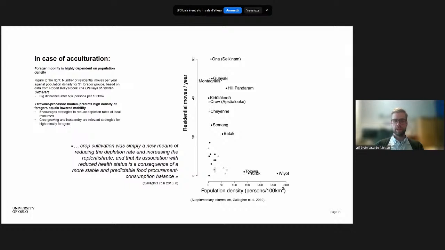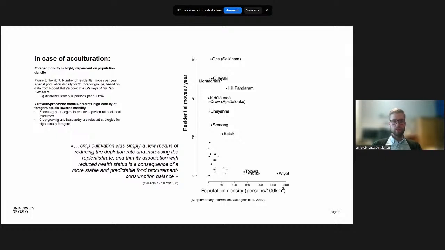waterways, and that there is actually evidence of continuity in the lithic industries in eastern Norway. Then we would expect that the forager mobility, that the density would be related directly to the level of mobility. So we can see this quite clearly in the figure to the right, where we see the number of residential moves per year against population density for 31 forager groups from Robert Kelly's book.